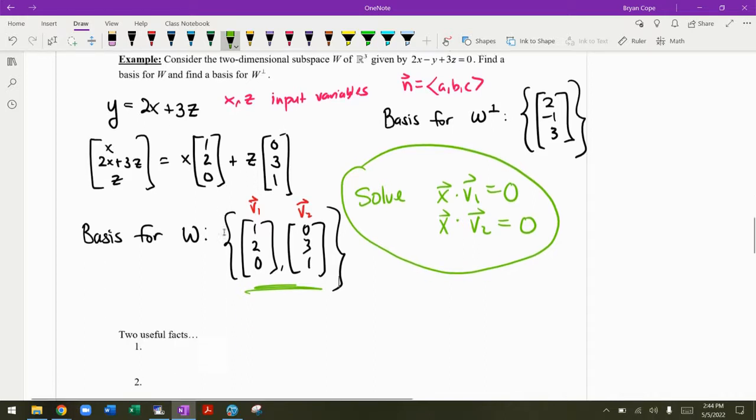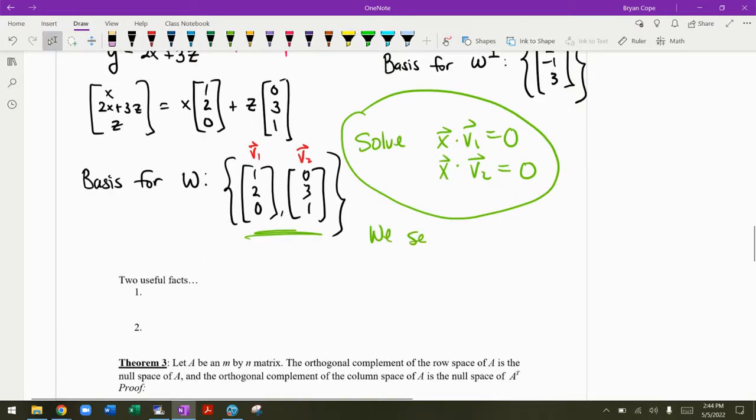In other words, what this is saying is we seek all vectors orthogonal to the basis vectors of W. And we can solve a system to figure that out. It would just be more interesting if we were in R4 or R5 or something.